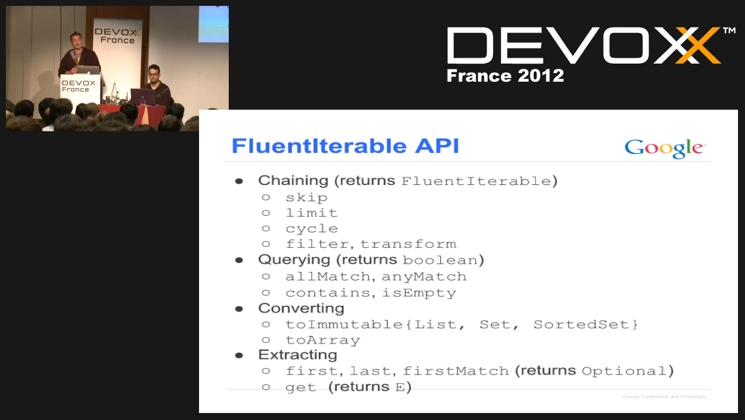And then for extracting from the Fluent Iterable, you can say, give me the first element in the Fluent Iterable, the last element in the Fluent Iterable, or the first matching element in the Fluent Iterable with a predicate. These 3 methods will actually return an optional. So if your Fluent Iterable is empty and you call first, you'll get an absent optional. Similarly with last and first match. And get just returns whatever element is at a given index.